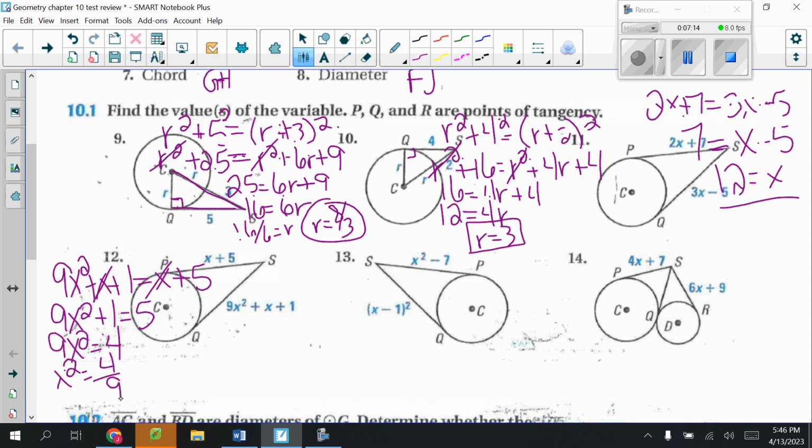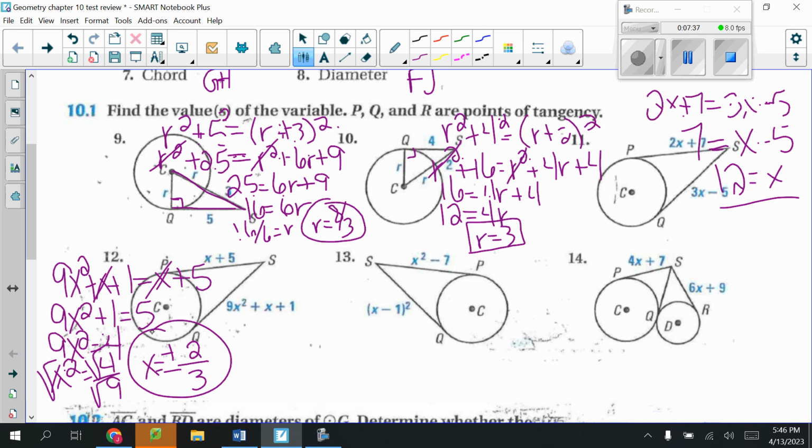That's not a nice whole number, but since I have to take the square root, I'm going to leave it like that. So remember, take the square root. When I take the square root of a fraction, I have to take the square root of the top and the bottom. I have x equals, remember, I put the square root in the problem, so two answers, positive and negative. On top, square root of 4 is 2. On the bottom, square root of 9 is 3. So positive and negative 2/3.